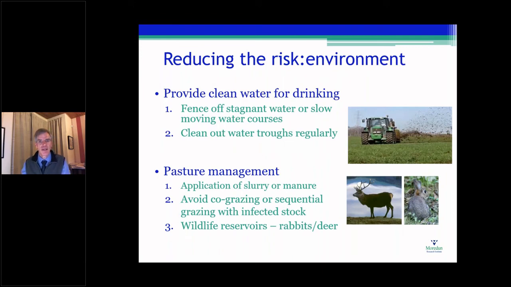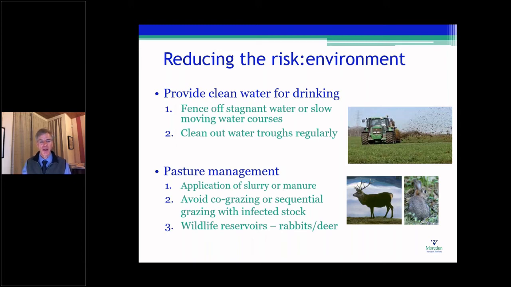The environment is the next one. So looking at the farm as a whole, trying to fence off stagnant areas of water or slow moving water courses is a useful way of reducing the chance of your flock getting Johne's disease from bacteria in the soil and in the water. It also prevents other diseases from coming on farm, like liver fluke, for instance, because it also resides in snails. Cleaning out the water troughs regularly is another good idea.